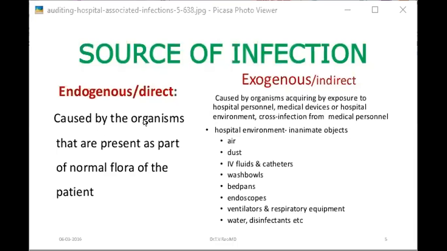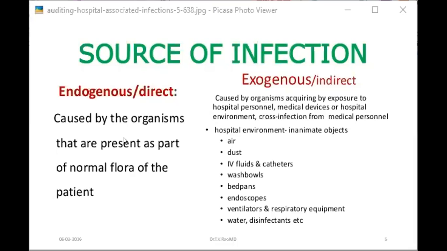Endogenous: caused by the organisms that are present as part of the normal flora of the patient. So endogenous means it is caused by the organisms that are present within the host body, within the patient, within the person itself. That is known as endogenous.